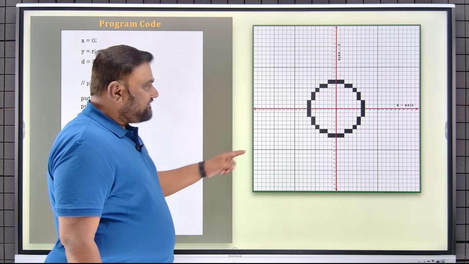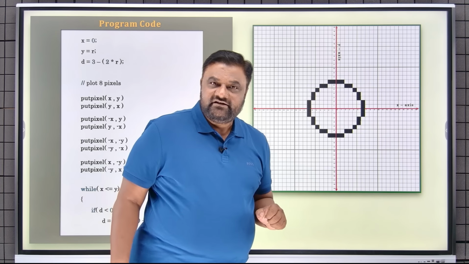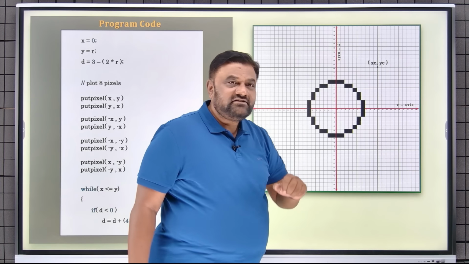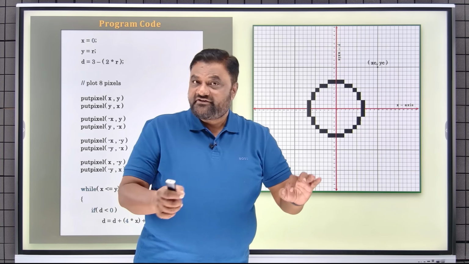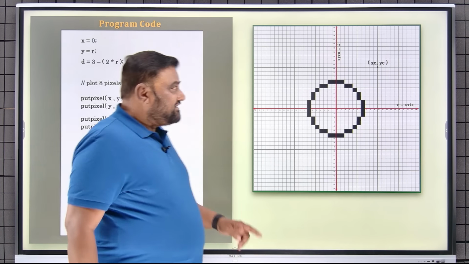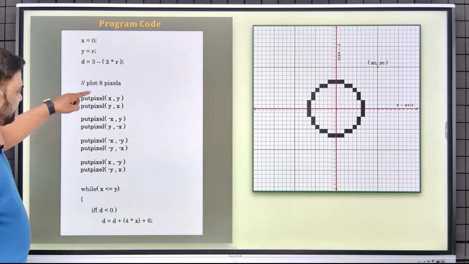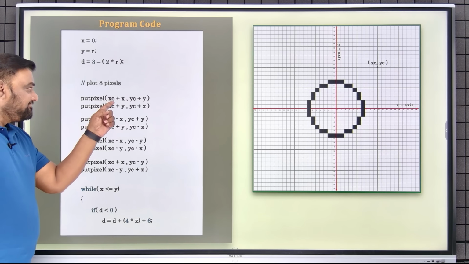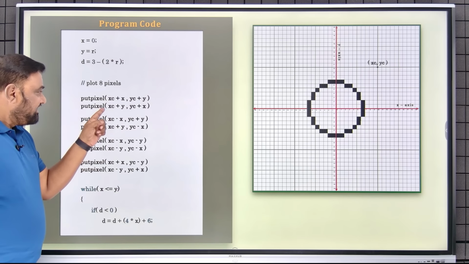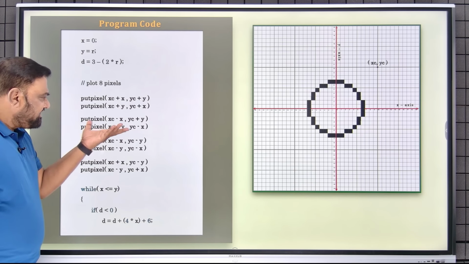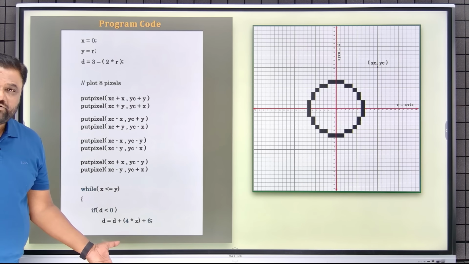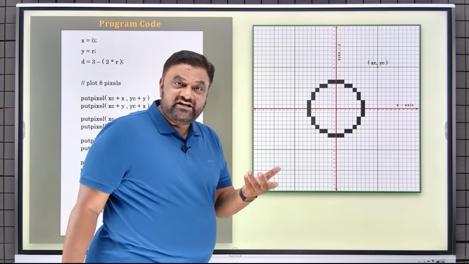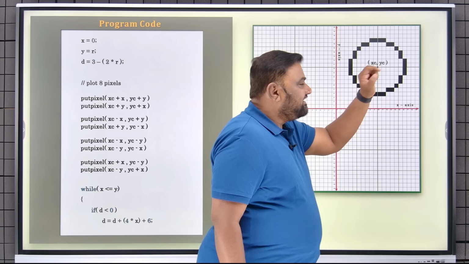But this is with reference to the origin at this place. We wanted a circle with the center at some xc and yc. We got it with reference to the origin. For that, you should add xc, yc to all these x and y: xc plus x, yc plus y. Here also xc, yc is added. Wherever minus was there, it was subtracted, obviously. So I have added xc and yc to all of them. Then you'll get these points here.